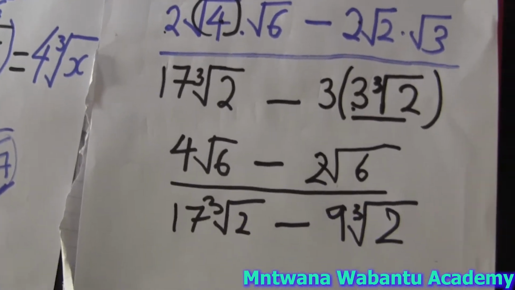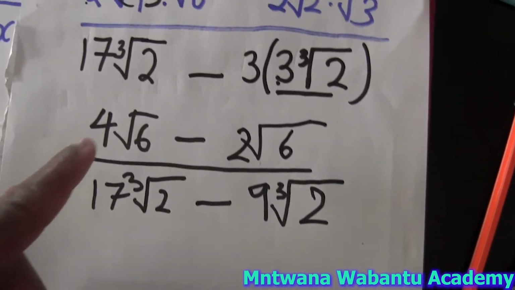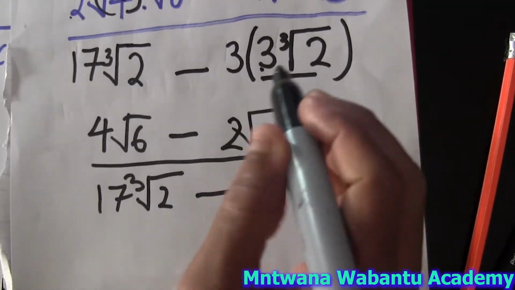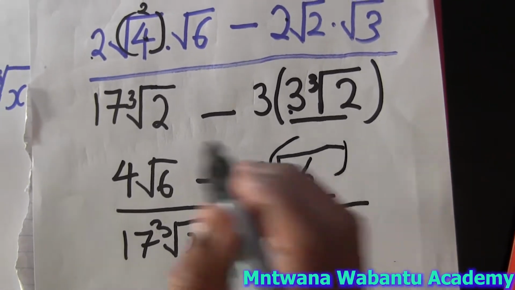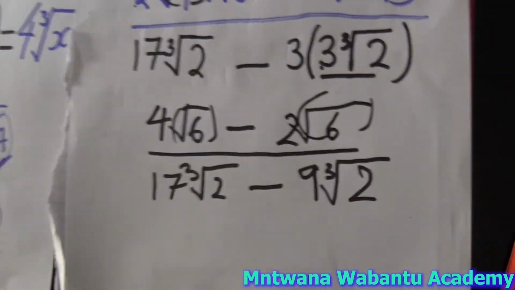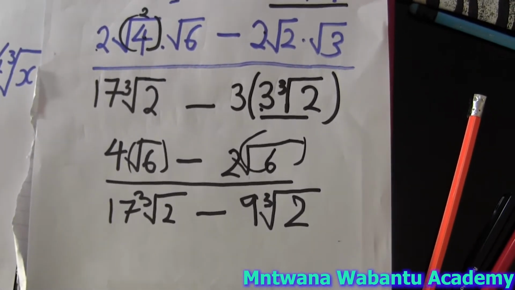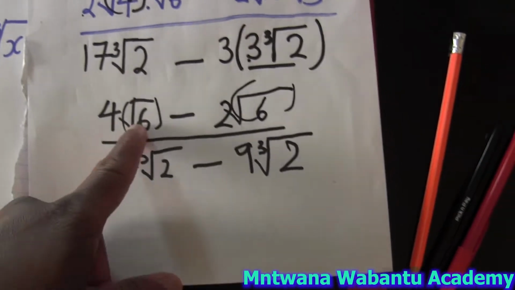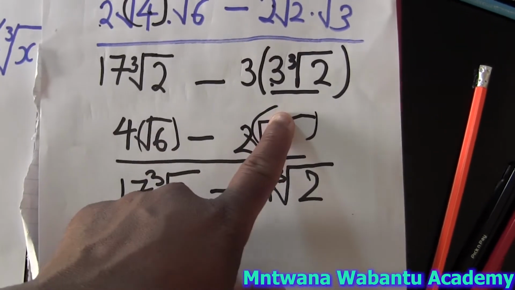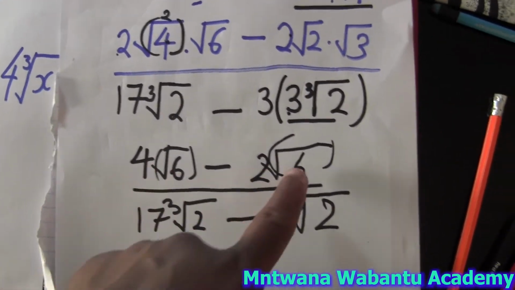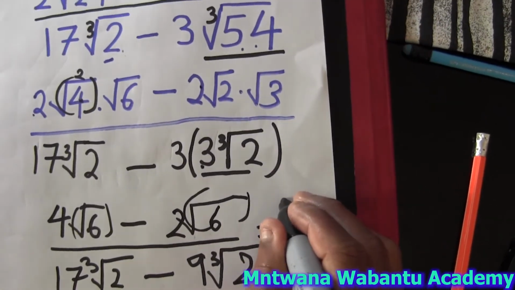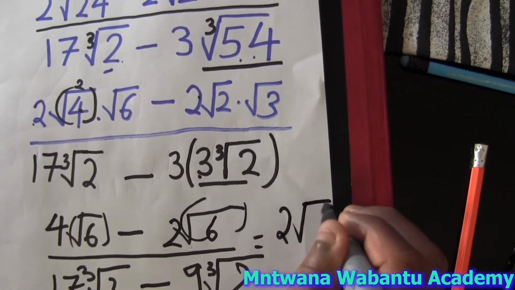From this rule here, I told you, if these are like terms, like 4 square root of 6 minus 2 square root of 6, you see, both are square root of 6. So it's like 4 minus 2. It's like 4 oranges minus 2 oranges, because these are like terms. Square root of 6, square root of 6. So 4 square root of 6 minus 2 square root of 6 is going to give us 2 square root of 6.